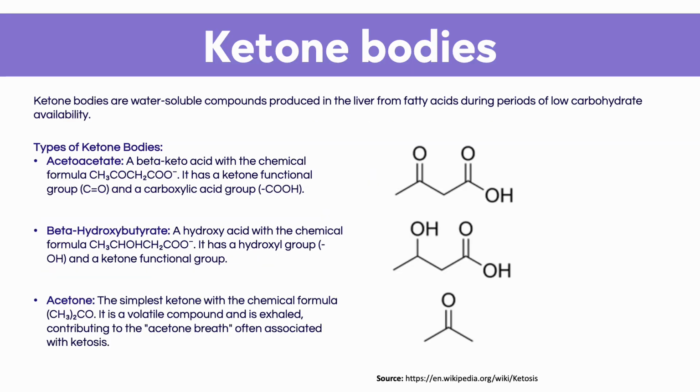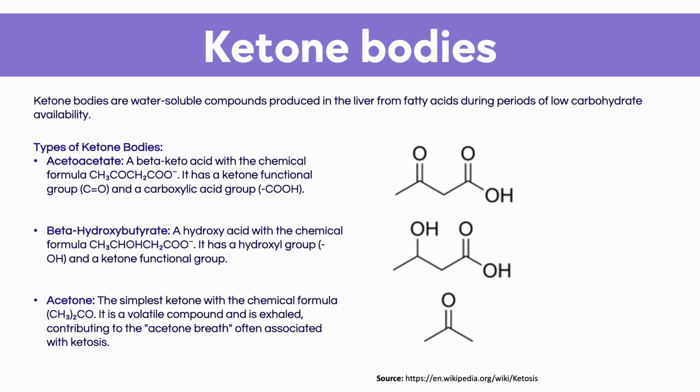Ketone bodies are water-soluble compounds that the liver produces from fatty acids during periods of low carbohydrate availability. There are 3 types of ketone bodies. Acetoacetate. This beta-keto acid has the chemical formula CH3COCH2COO and contains both a ketone functional group and a carboxylic acid group.